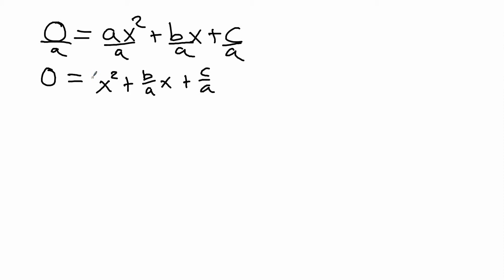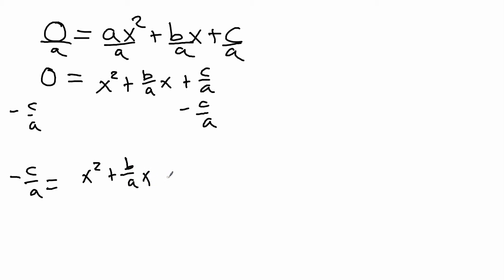So the next thing we want to do is complete the square here. Let's move the c over a to the other side of the equation. If we subtract c over a on both sides, we now have negative c over a is equal to x squared plus b over a times x. And now we want to add something so that it makes this side of the equation a perfect square. Well, what do we add?